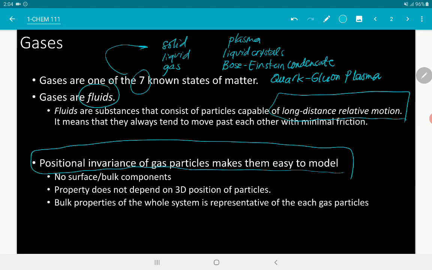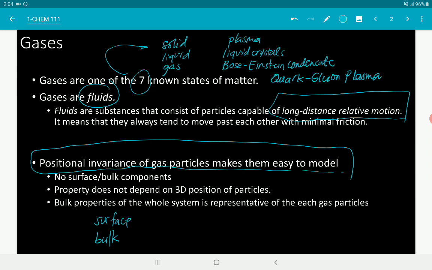Ang problema din sa solids and liquids, okay, they have two parts. Meron tayong surface and bulk. Okay? Ang gases, walang surface and bulk. Ano ba yung ibig sabihin ng surface and bulk? So, kapag ka liquid, meron tayong surface ng liquid and meron tayo yung ilalim ng liquid. Surprisingly, meron silang dalawang magkaibang properties. Actually, there is a property that is dedicated only to the surface of the liquid. That's the surface tension. So, walang surface tension sa bulk.